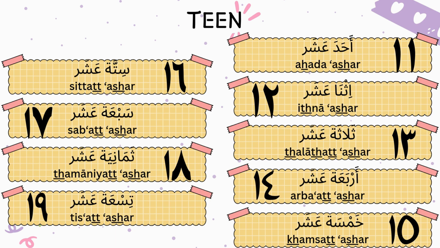Excellent! You are getting the rhythm now. Now, notice that ashar represents 10. So these numbers are formed by combining the unit number with 10. This is the key pattern for numbers from 11 to 19.